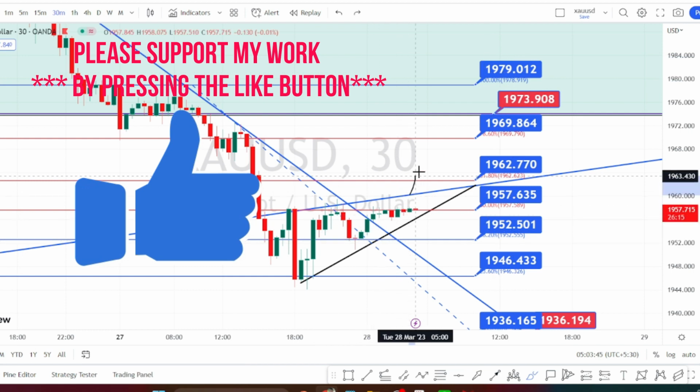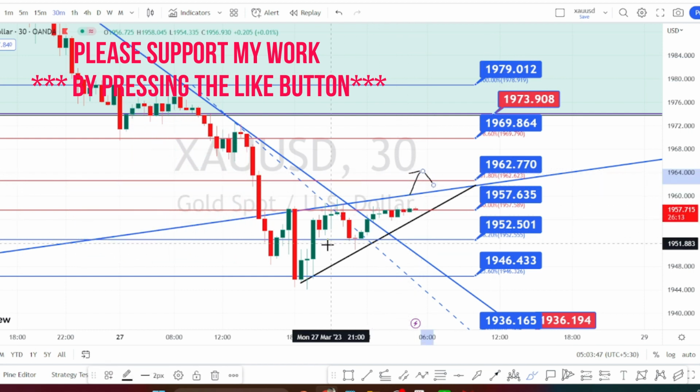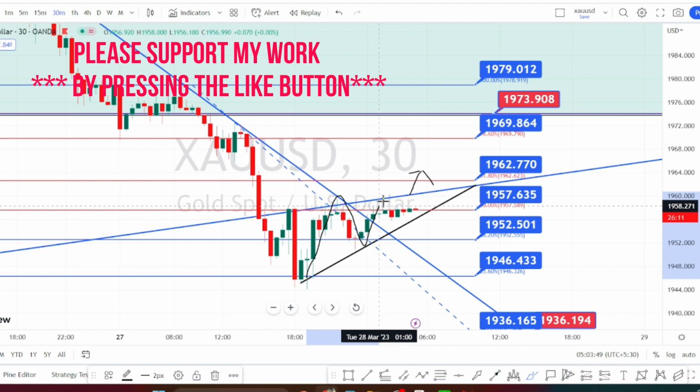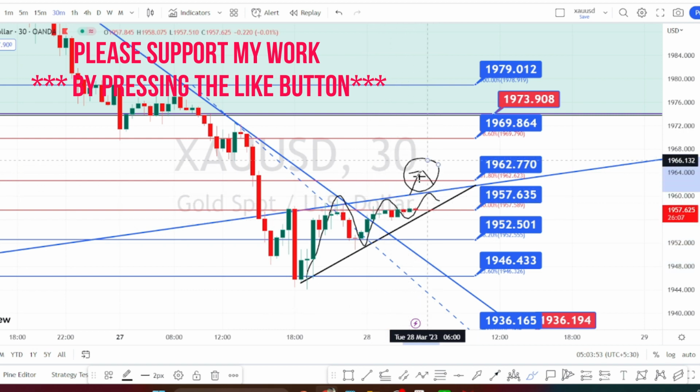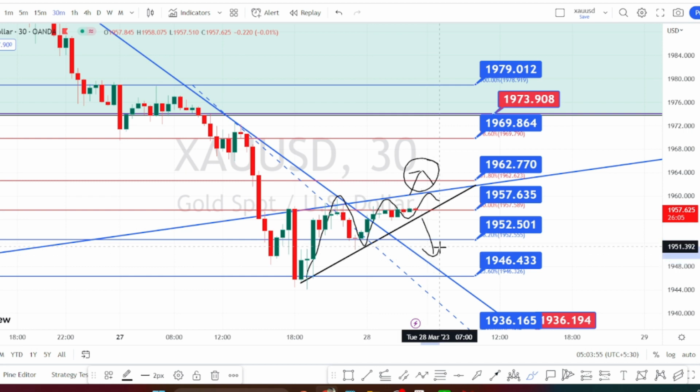For now wait for the price action to give a breakout from this consolidation in order to take a directional trade in 30 minutes time frame. It could be on the bullish side or on the bearish side, but looking at the overall trend we can expect a breakout on the bearish side.